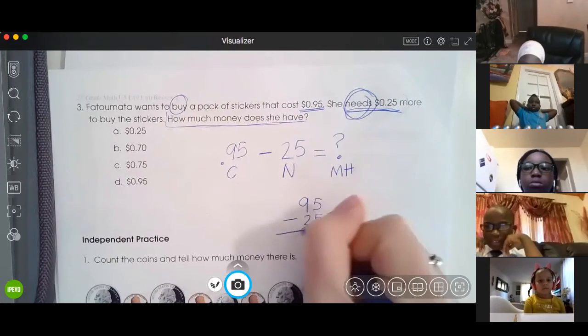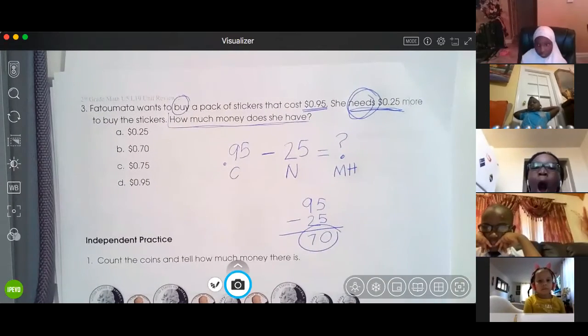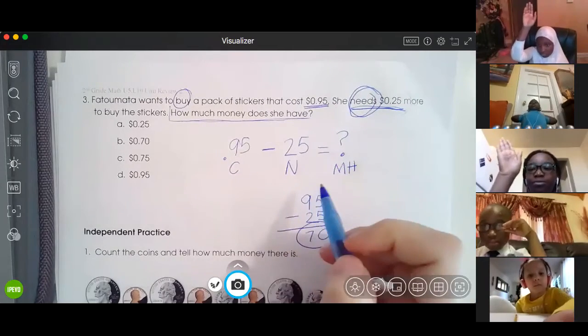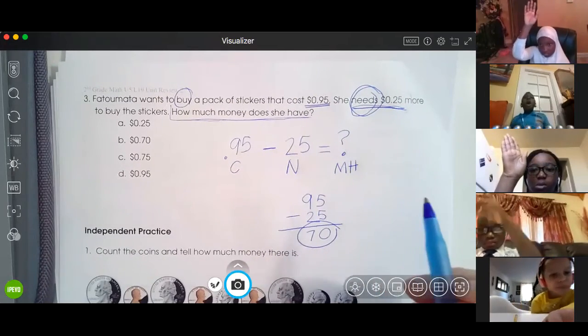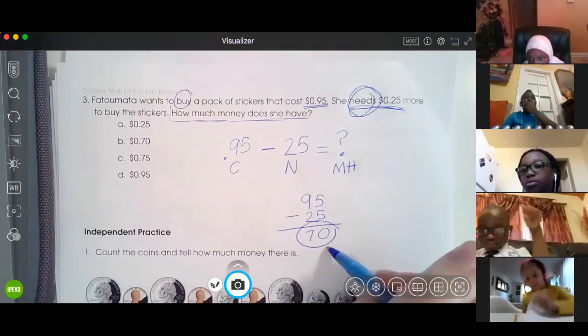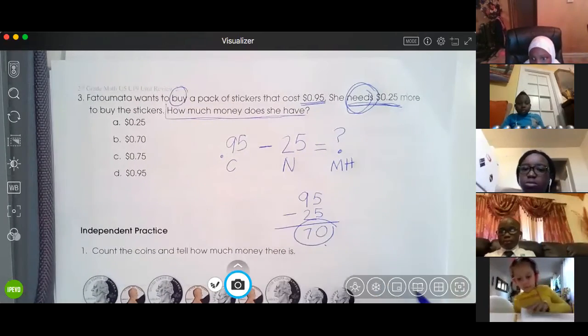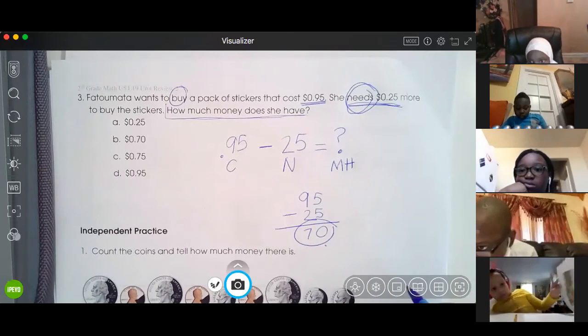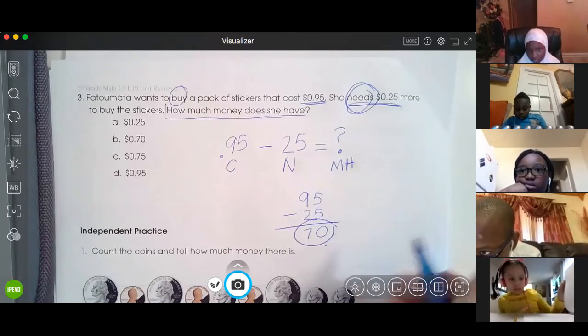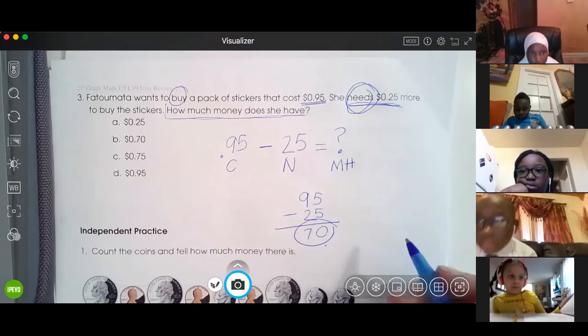So is this 70 cents or $70? What is the unit that we were using? Go ahead, Noah. I think that this is 70 cents. Great job. It's 70 cents.